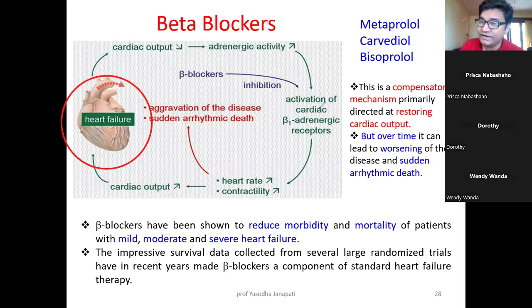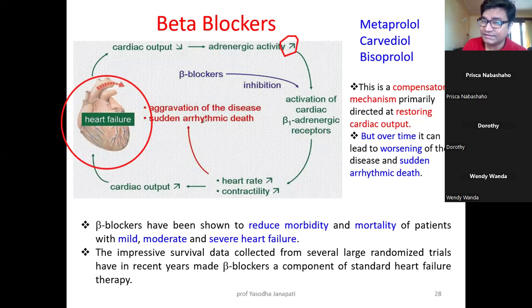What happens? When adrenergic activity increases the sympathetic nervous system, activation of cardiac beta 1 receptors happens. This in turn increases heart rate and contractility. If it is normal, it's okay. But sometimes the patient will get arrhythmias. When heart rate and contractility are increased, the patient may go into irregular arrhythmias, and he may die.